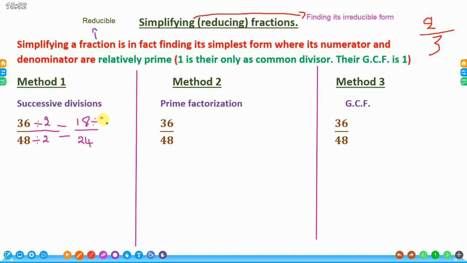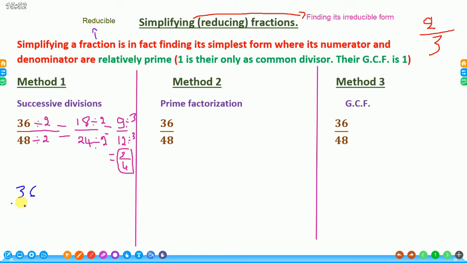Also 18 and 24 are both even. I can simplify by 2. I will get 9 over 12. And 9 and 12, they are both divisible by 3. I will obtain 3/4.